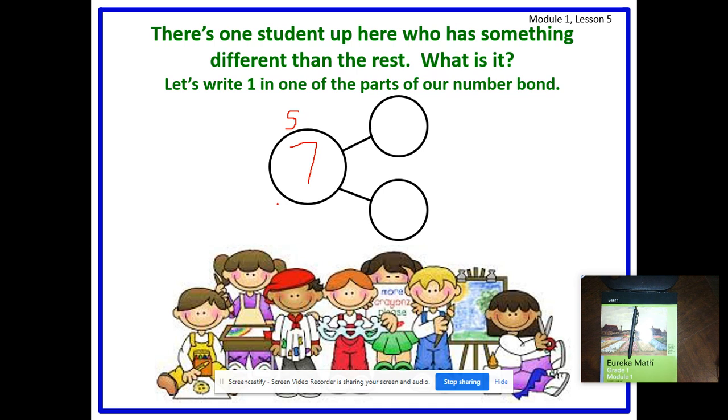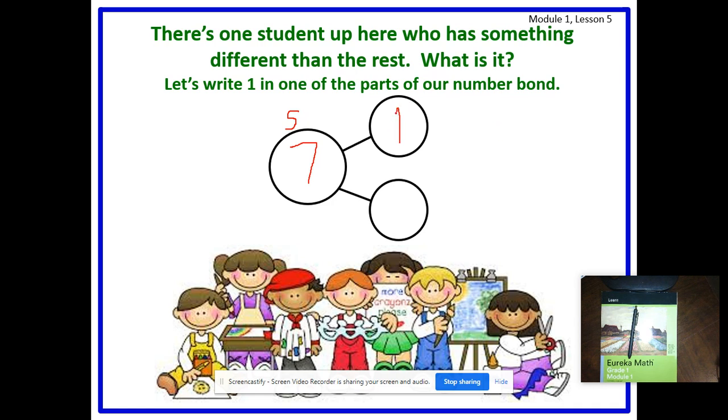There's one student up here who has something different than the rest. Can you guess what it is? Well, let Ms. Gomez tell you that one student has long hair. If you notice, everyone here has short hair, except for this little girl right here who has longer hair than the rest. So that means only one student has long hair. Let's write 1 in one of the parts of our number bond. So I will write 1.